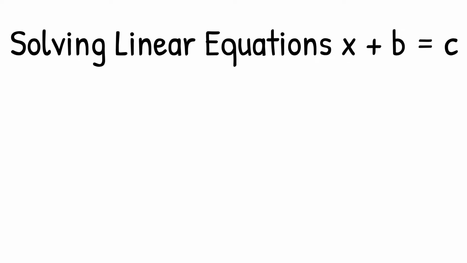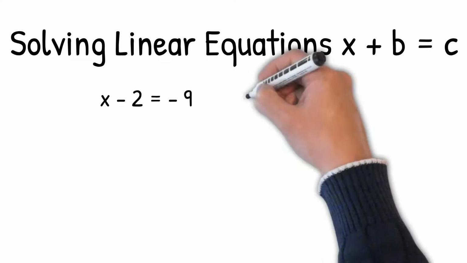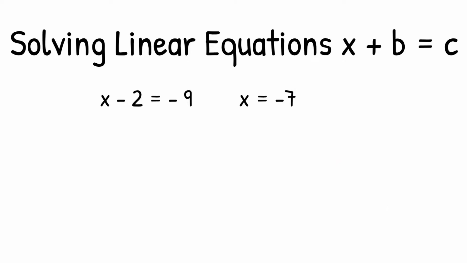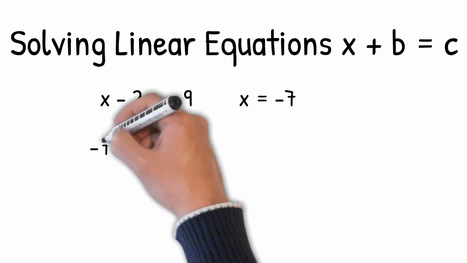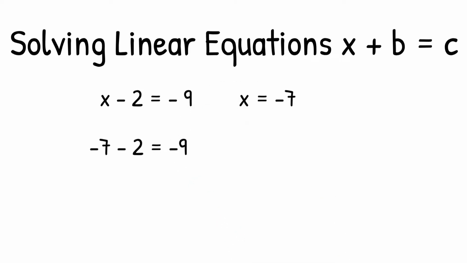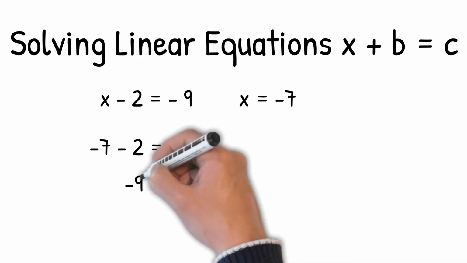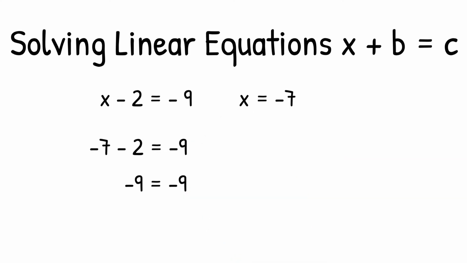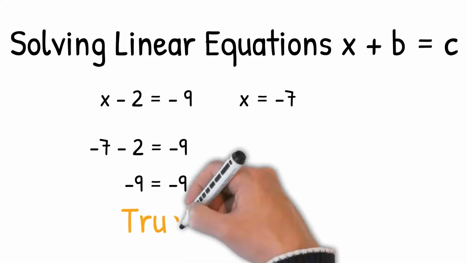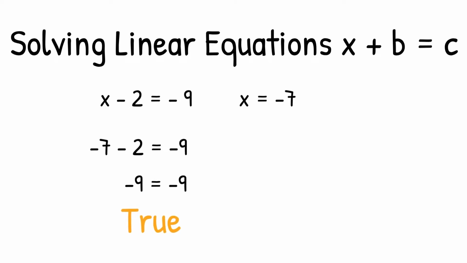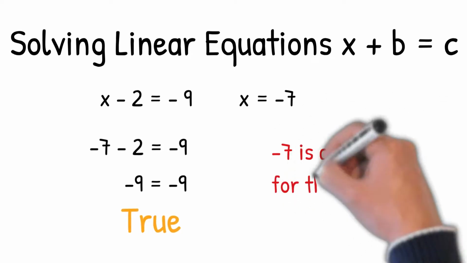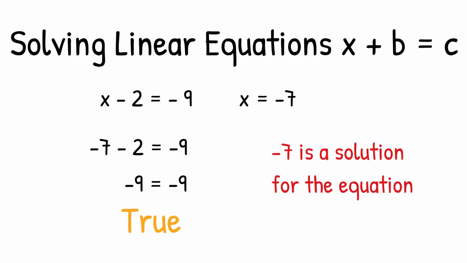To solve an equation, we are looking for what number or numbers substituted in for the variable would make the equation true. If we have an equation like x minus 2 equals negative 9, if we let x equal negative 7, is the equation true? Substitute negative 7 for the x and solve. Negative 7 minus 2 is negative 9. And negative 9 does equal negative 9, so the equation is true when x equals negative 7. Negative 7 is a solution for the equation.